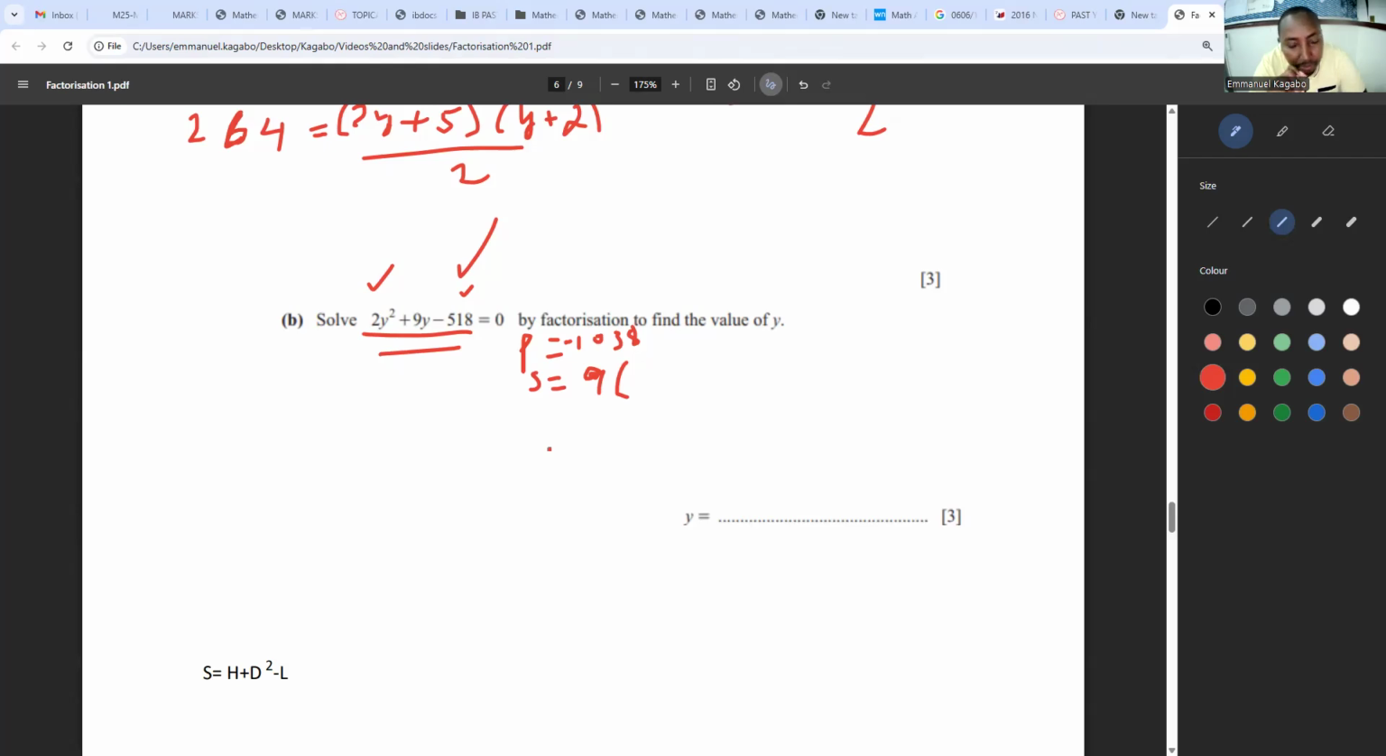One thing you need to know: the product is negative and the sum is positive. So it means the two numbers have opposite signs, and the negative number is larger in size than the positive number. So try to get the factors of this. I'm trying to get it on my calculator, so try to do that as well, and we'll see who is getting it fast.